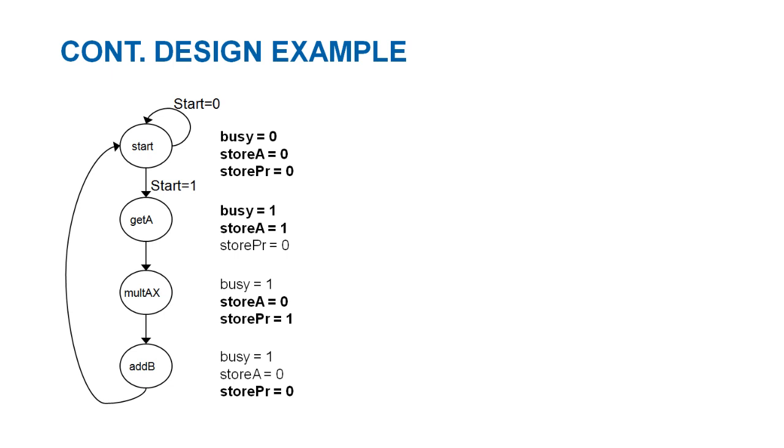So after all this is done, we are still emitting busy signal as 1, and we are no longer storing A, we are no longer multiplying A and X, but rather we are immediately adding B to the product of A and X. When all these are done, we go back into the start state, and at that point we emit the signal busy equal to 0, which means we are no longer busy.